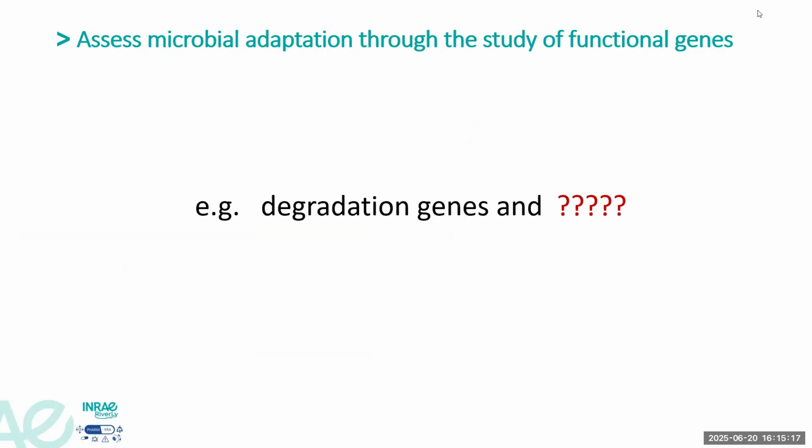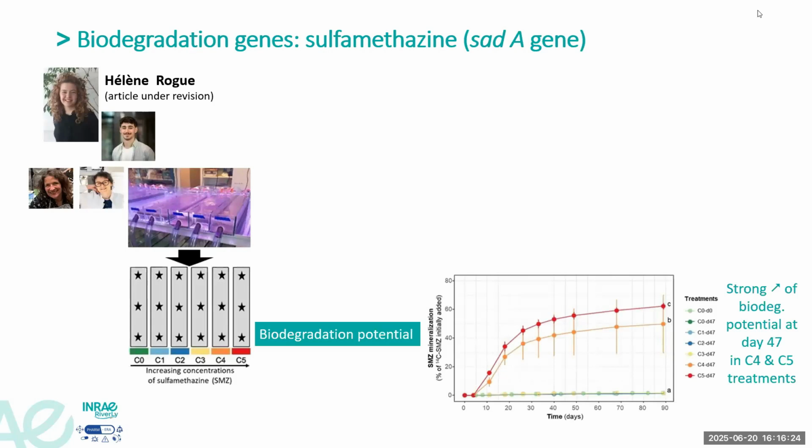I mentioned degradation genes, and in your point of view, which kind of genes could also be studied to assess the adaptation of microbial communities to contaminants? Clearly, adaptation to contamination. A specific kind of genes. Yeah, resistance. Not specifically antibiotic, but every kind of contamination resistance. Okay, so some examples.